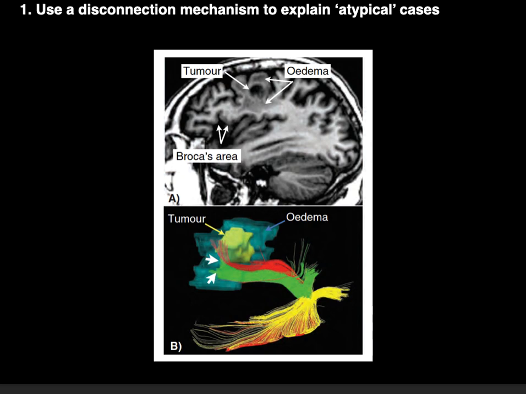However, performing diffusion imaging on this particular patient, one can appreciate that even though the tumor itself is not impacting on Broca's area in the inferior frontal gyrus, the edema surrounding the tumor is incorporating the long segment and the anterior segment of the arcuate fasciculus, and this might explain the presentation of the patient with production deficits.